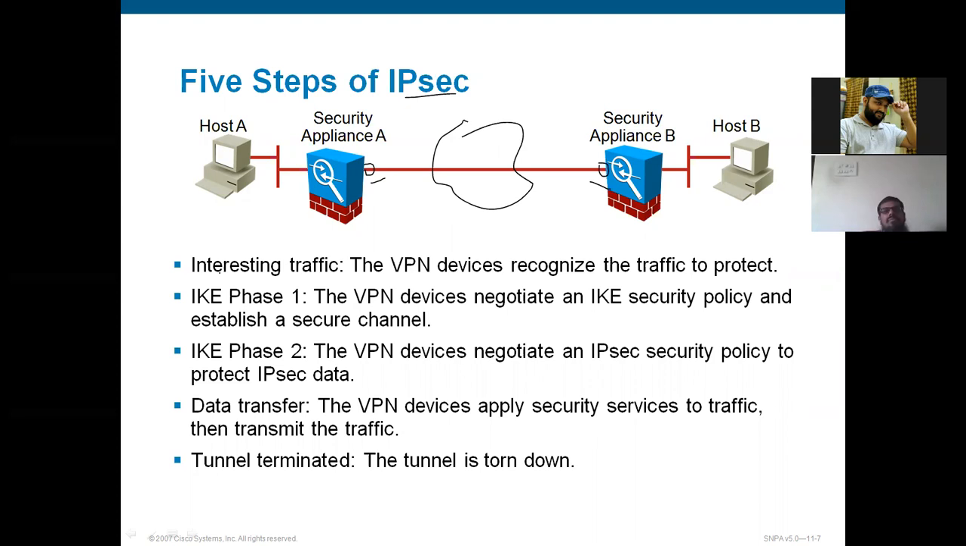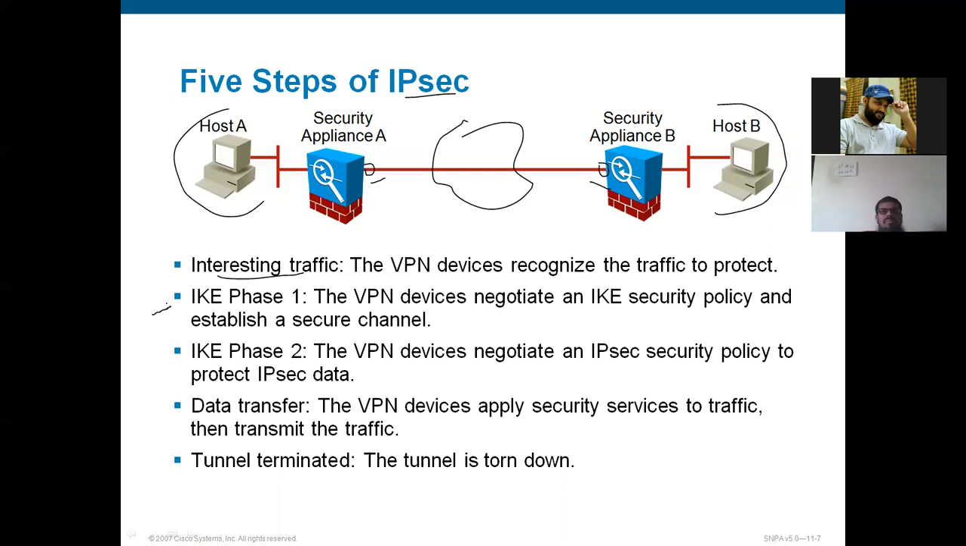So there are 5 steps of IPsec. Interesting traffic means the VPN devices recognize the traffic to protect. Which traffic do they want to protect? This is the traffic: host A and host B, the actual traffic. You need to protect this one. That is called interesting traffic.